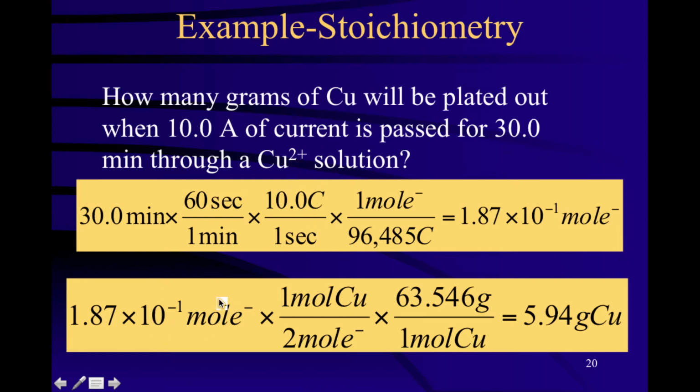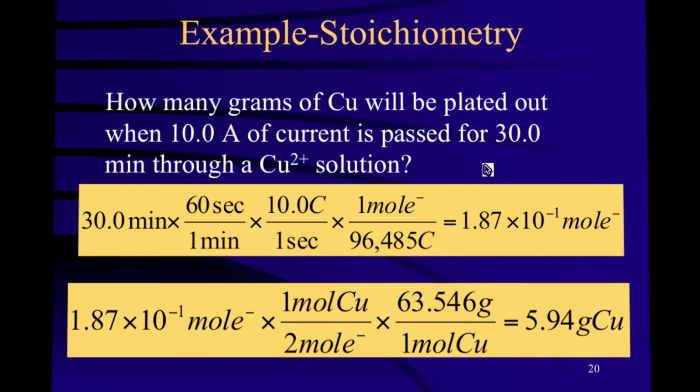We go from moles of electrons here to moles of copper, and then we just use the periodic table to go from moles of copper to grams of copper. And we'll practice this some more in class.